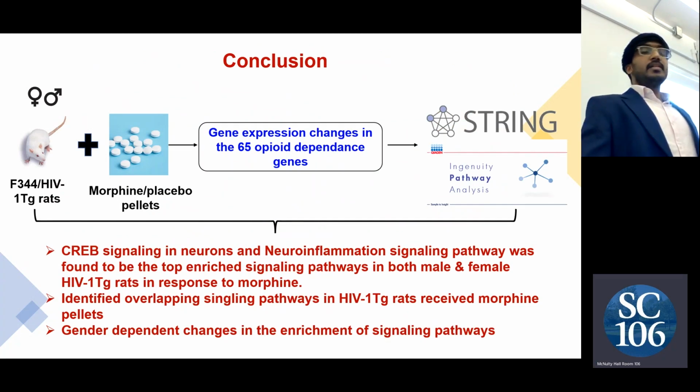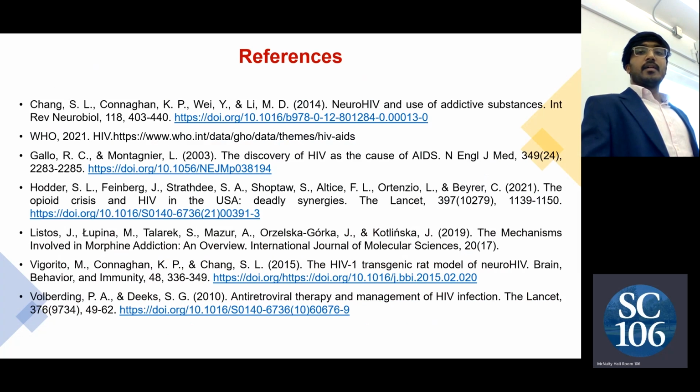Coming to the conclusion, in this study we integrated both in vivo and in silico approaches to identify the signaling pathways associated with morphine in both male and female HIV transgenic rats, and we found that CREB signaling in neurons and the neuroinflammation signaling pathway could be the potential contributors. We also identified the 26 signaling pathways and found gender-dependent changes, where morphine had a more prominent action on the male HIV transgenic rats.